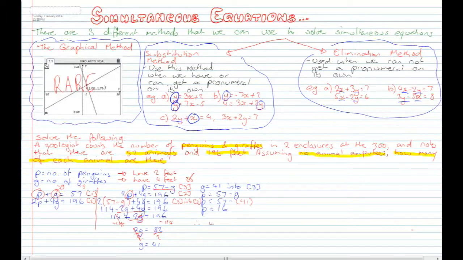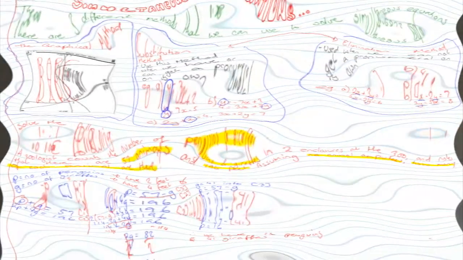Therefore we know we have 16 penguins and 41 giraffes. And if you ask me, that's a hell of a lot of giraffes for one zoo, and they could probably share it around.